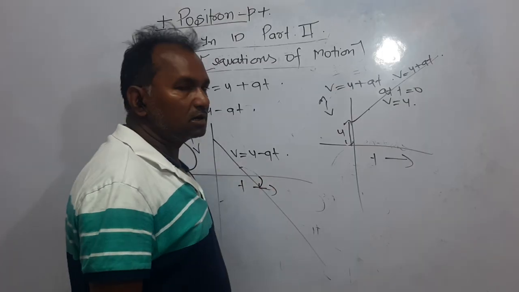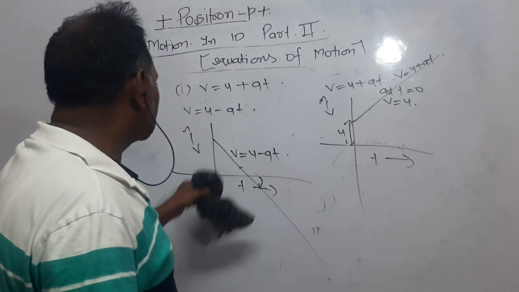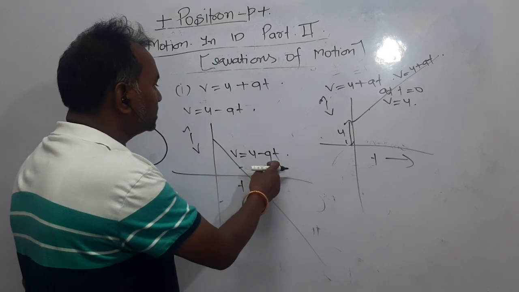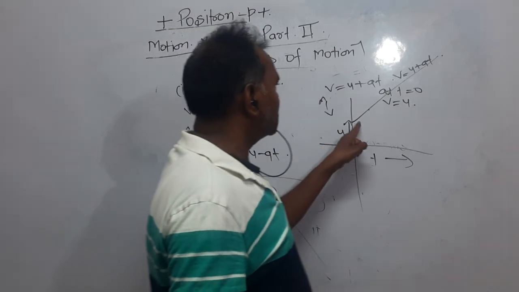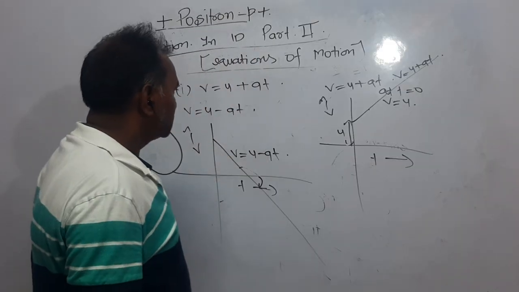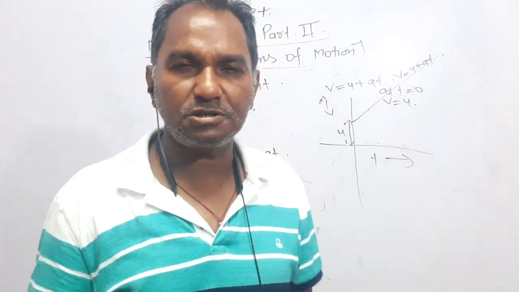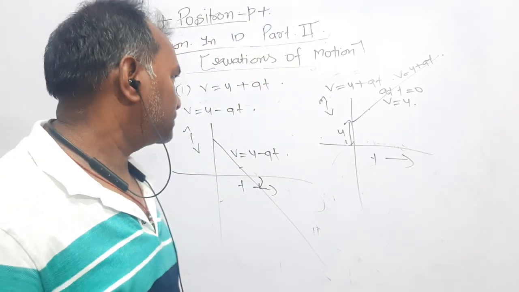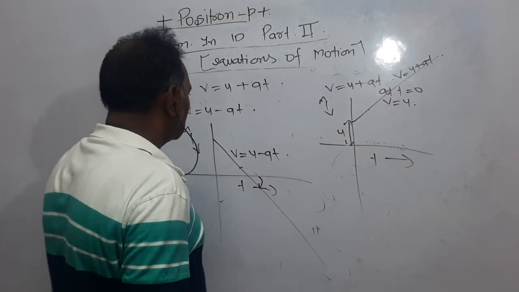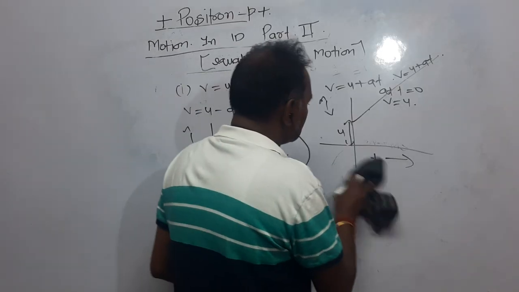Yes, this is clockwise, so negative. So it is representing v is equal to u minus at, a is negative. This is representing v is equal to u plus at. Dear student, just by knowing the nature, means the standard equation of a straight line, of a parabola, hyperbola, ellipse, and circle, you can plot any graph. Now dear student, very simply, this is v is equal to u minus at.